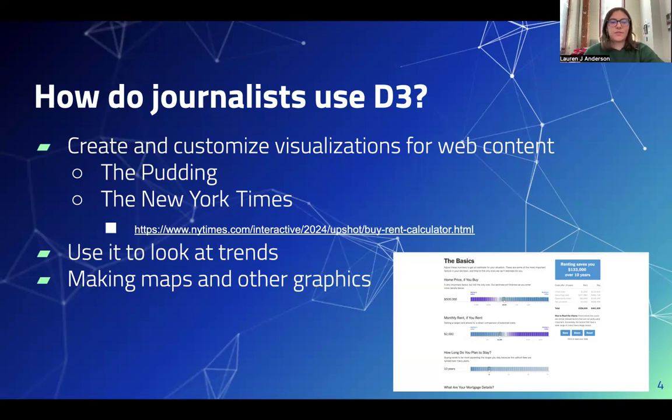Besides charts and graphs, D3 can also be used to make maps and other graphics. For instance, you can use it to show stuff such as population density, weather patterns, which The Pudding did with it, or even elections.